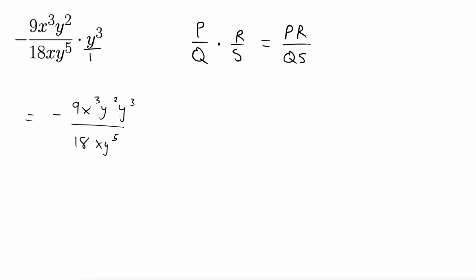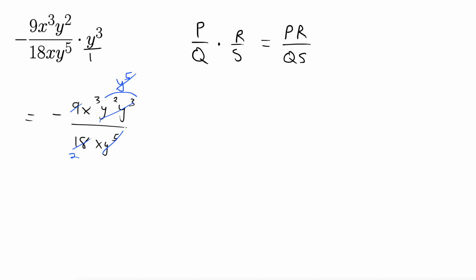Let's see what we have here. Well, 9 and 18, we can cancel the 9's out of both of these, leaving us with a 2 in the denominator. Look at this. If we combine these two, we get y to the 2 plus 3, which is y to the fifth, but there's already a y to the fifth on the bottom. So all that cancels out.